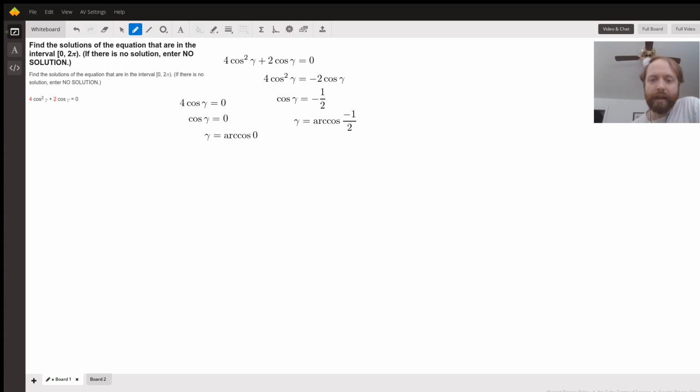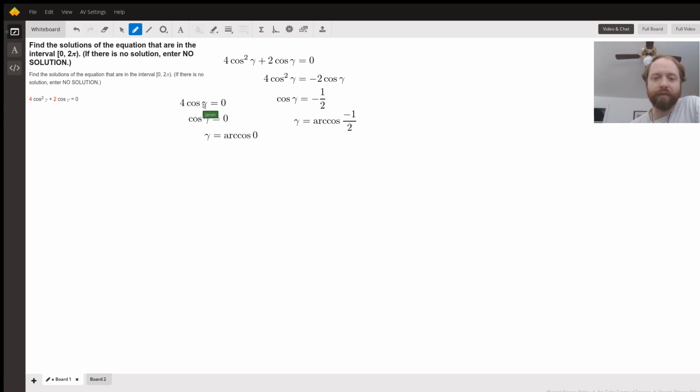Now we're going to do something that's a little bit tricky. We're going to divide by 4 cosine gamma, which we can't do if 4 cosine gamma equals 0. So we want to come back and look at, can 4 cosine gamma be 0? We'll come back and look at that later. But for now, divide by 4 cosine gamma, then cosine gamma equals negative 1/2. So gamma is the inverse cosine or arc cosine of negative 1/2.